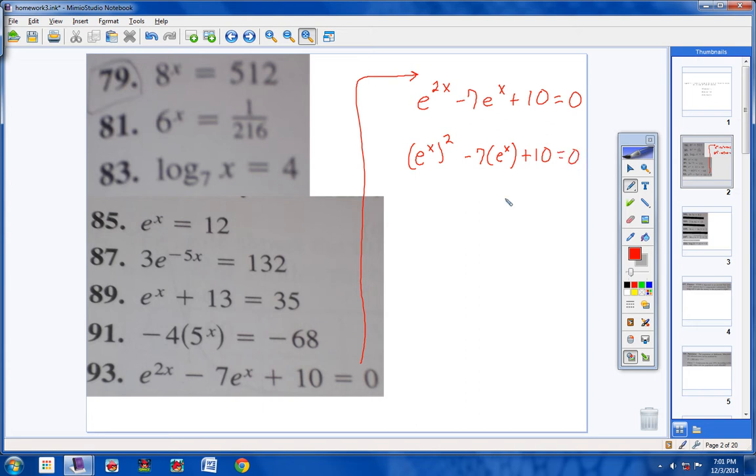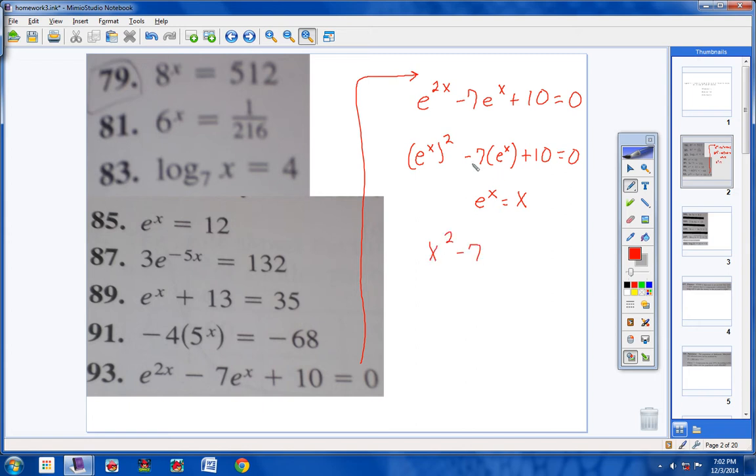Now look what I'm going to do right here in the middle of the problem. I'm going to make a statement, okay? I'm going to state that e to the x equals x. And I can do that, students, as long as I go back and back substitute e to the x in for x. So e to the x equals x. So where e to the x is, I'm going to put an x.